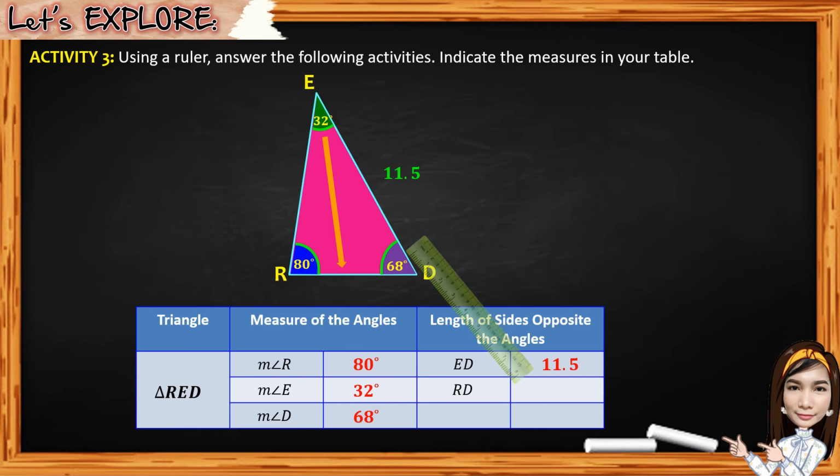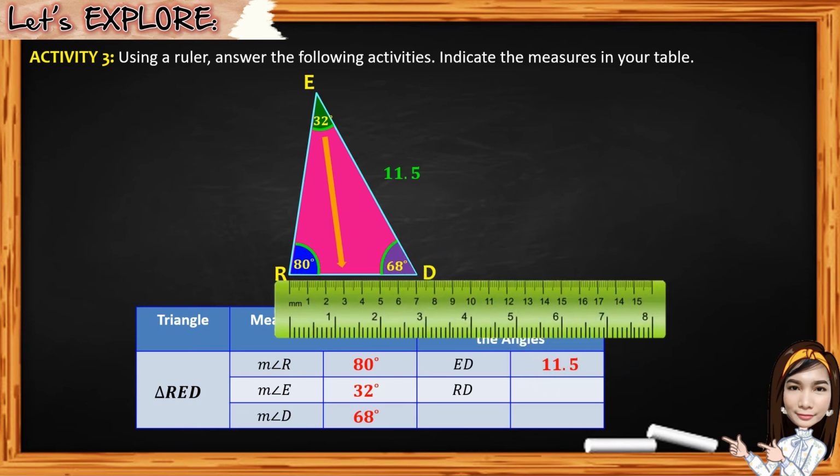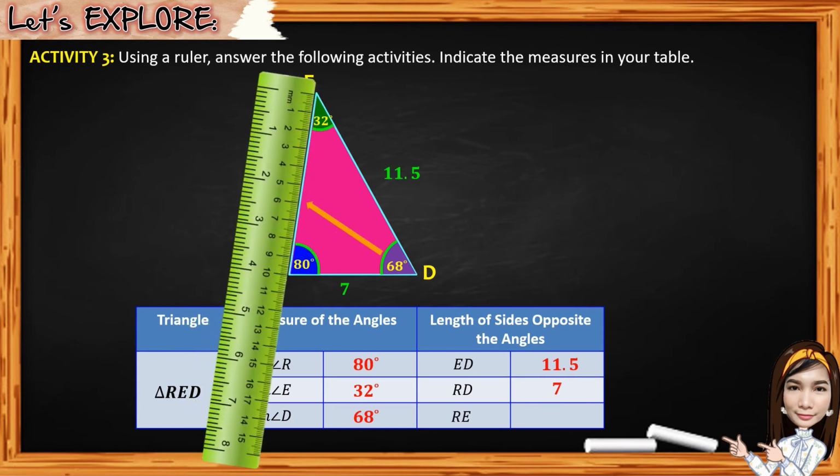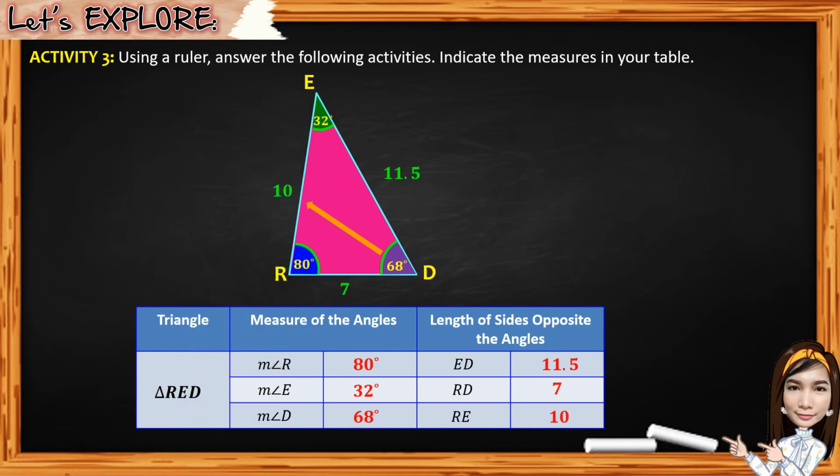Using the ruler, the measure of RD, starting from 0, 1, 2, 3, 4, 5, 6, 7 centimeters. And the side opposite angle D is RE. Using the ruler, the measure of RE is 0, 1, 2, 3, 4, 5, 6, 7, 8, 9, 10 centimeters.